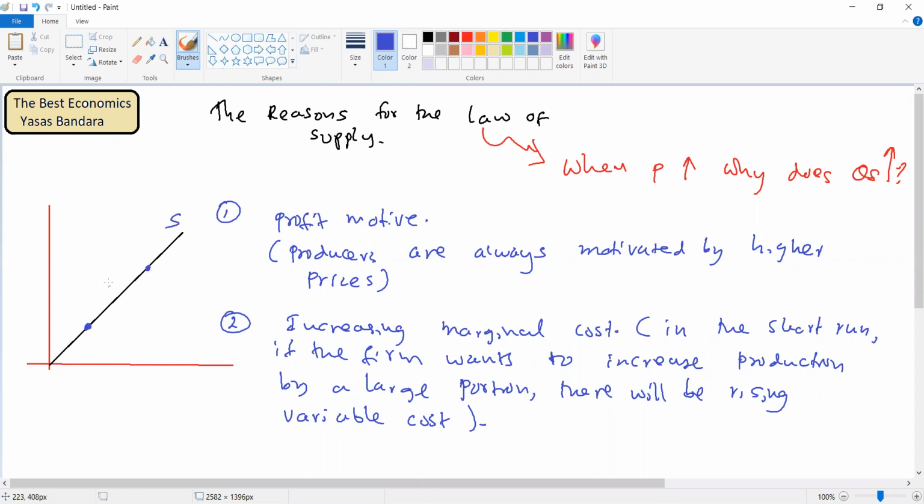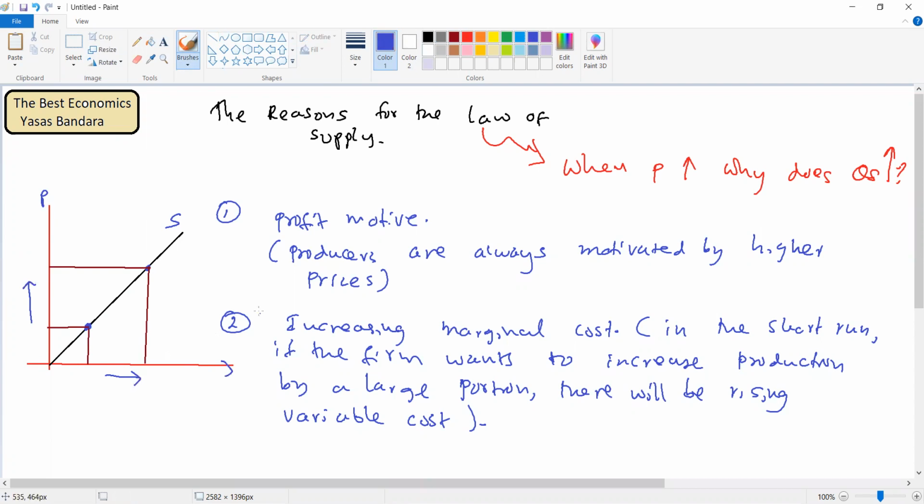Now the first point shows you that when the price increases, there will be an increase in the quantity. Right? Okay. So this is what the first point shows you. Number 1, profit motive. If price increases, producers are encouraged and they will increase quantity.